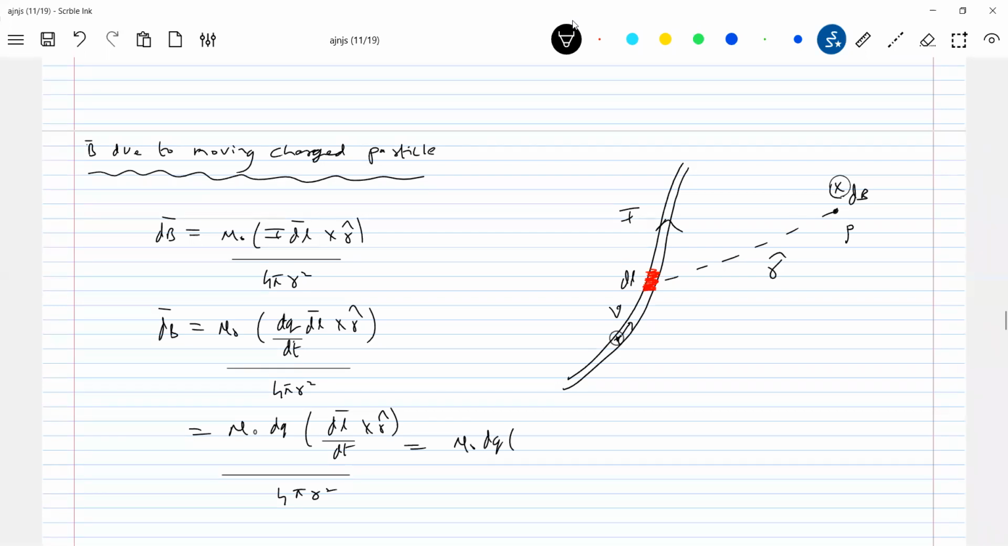What is dl by dt? I think the charged particle should pass through that current element. It will have a speed dl by dt, meaning it will have speed v bar cross r bar over 4 pi r square. dq is what? You can put charge q here. So therefore B bar equals mu naught q v bar cross r cap by 4 pi r square. A moving charged particle will generate a magnetic field.